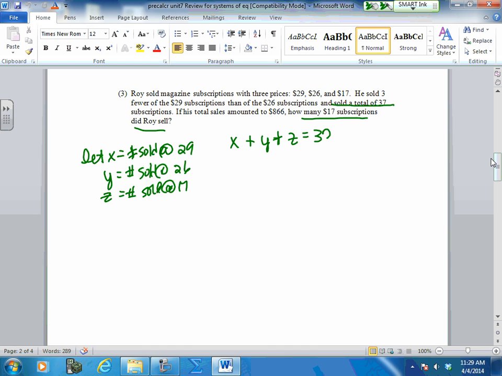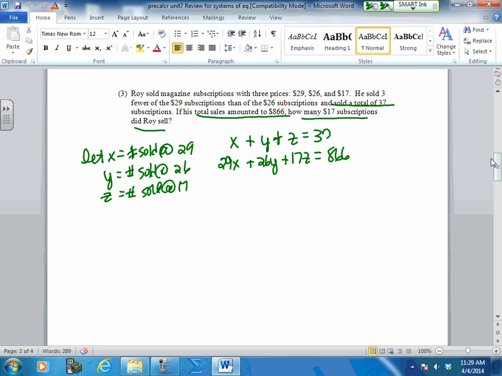The money that he makes in his total sales is $866. So whatever X he sold, he multiplied them by 29. Whatever Y he sold, he multiplied them by 26. And whatever Z he sold, he multiplied by 17 to make $866.